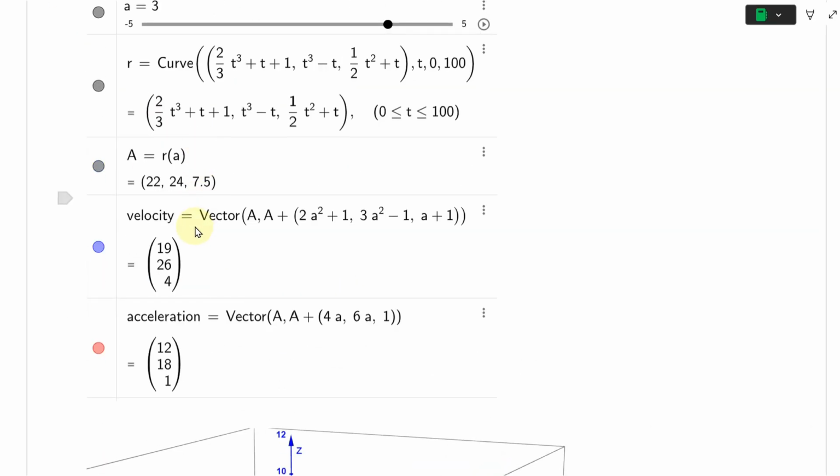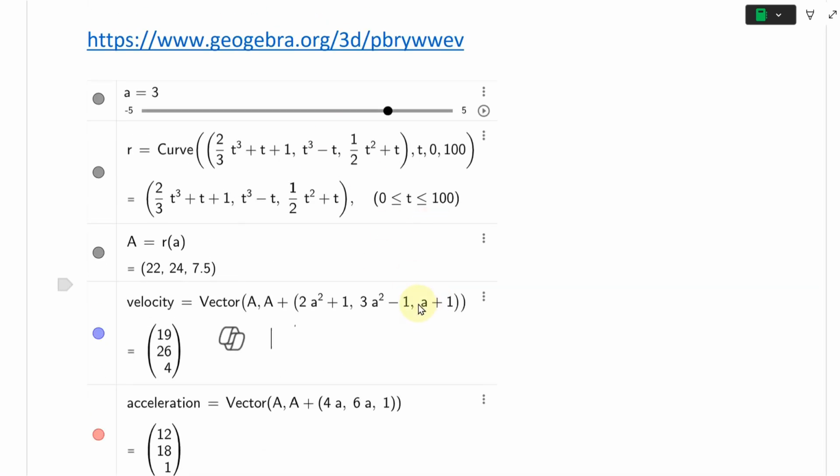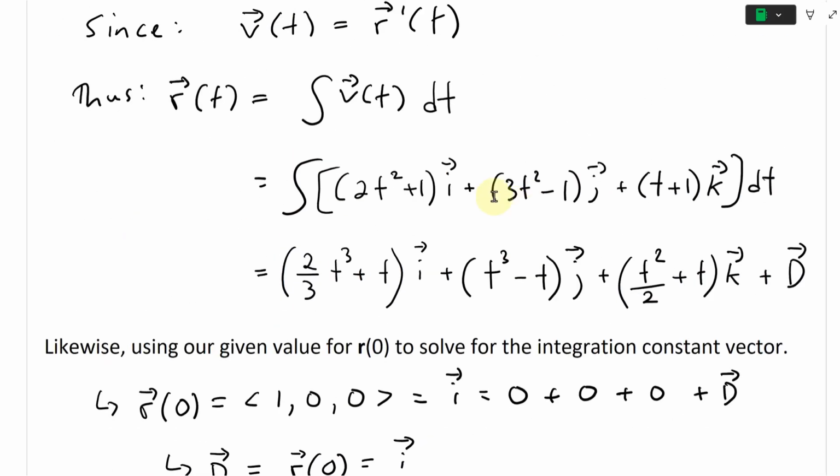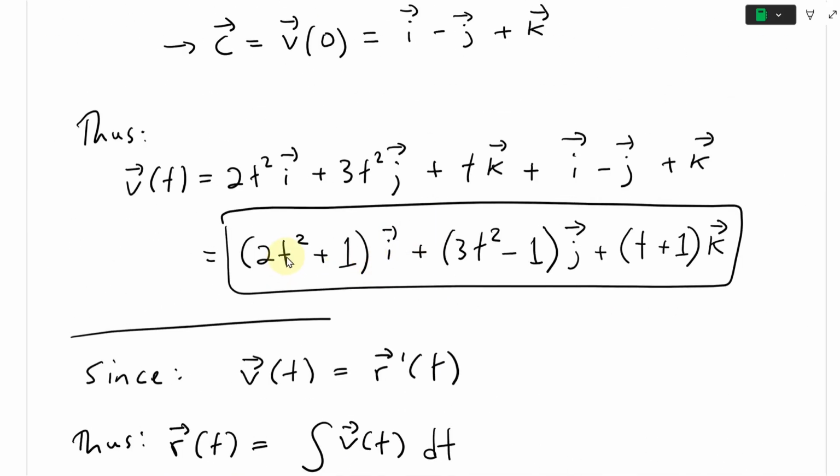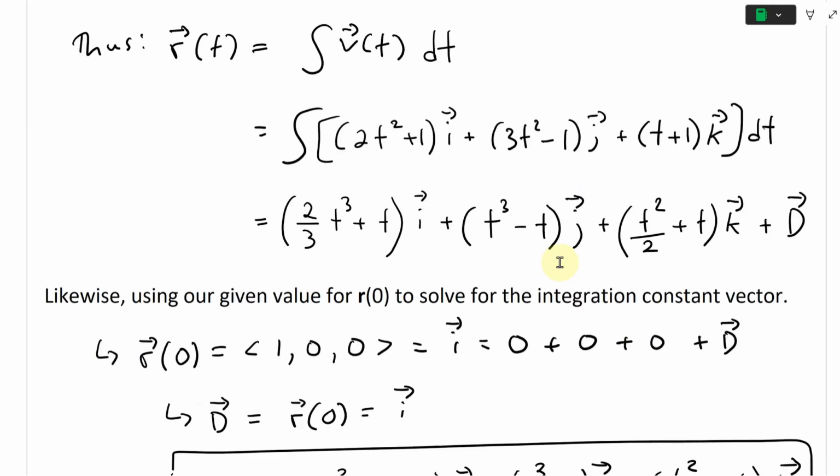Yeah, so now what we have is velocity. I have the velocity vector starting from a and then goes to a plus the velocity vector there. So 2a squared plus 1, and then 3a squared minus 1, and a plus 1. Where a is just our t, but we're just manipulating the a. That's just the velocity going back up here. So 2t squared plus 1, 3t squared minus 1, and t plus 1. We're just replacing t with a.